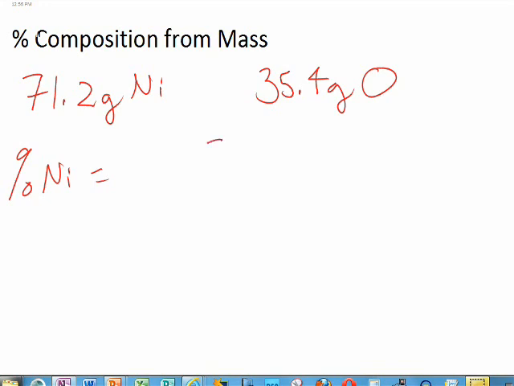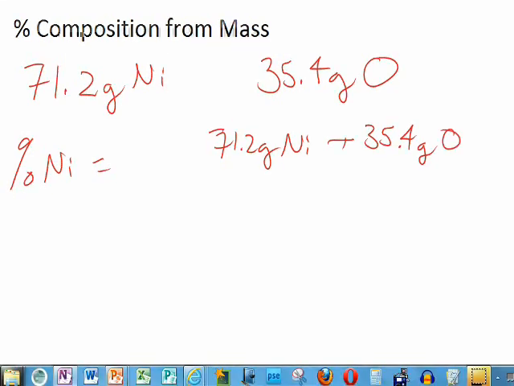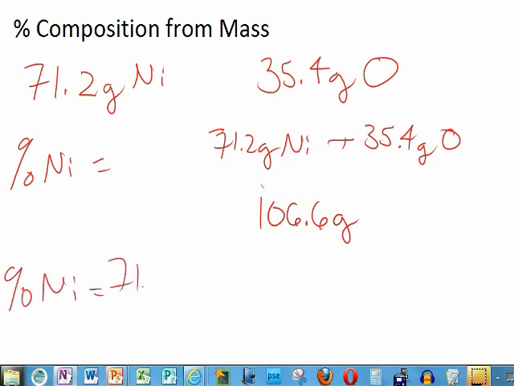So the mass of the compound is 71.2 grams of nickel plus 35.4 grams of oxygen. That would be a total mass of 106.6 grams. Now let's just take the percentage of nickel, equals 71.2 grams over 106.6 grams, which would be the NiO.